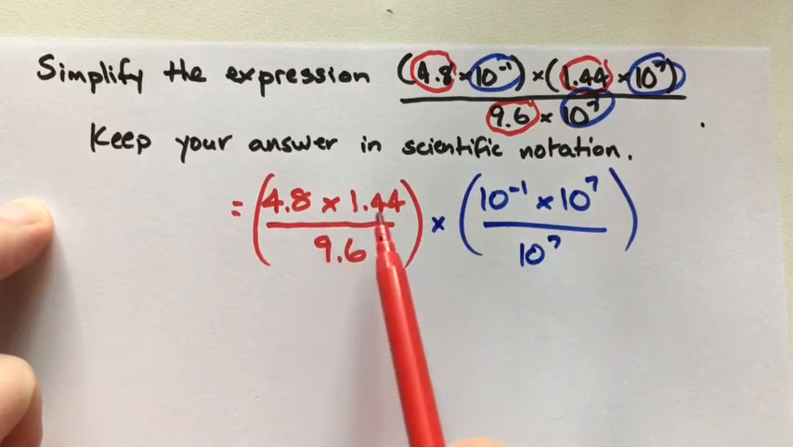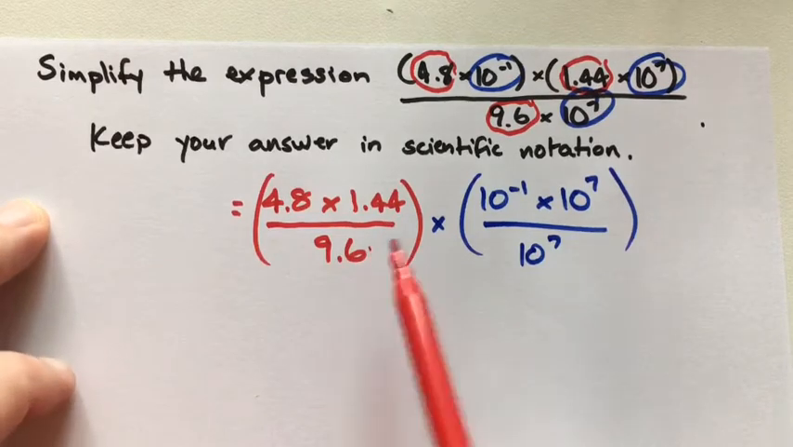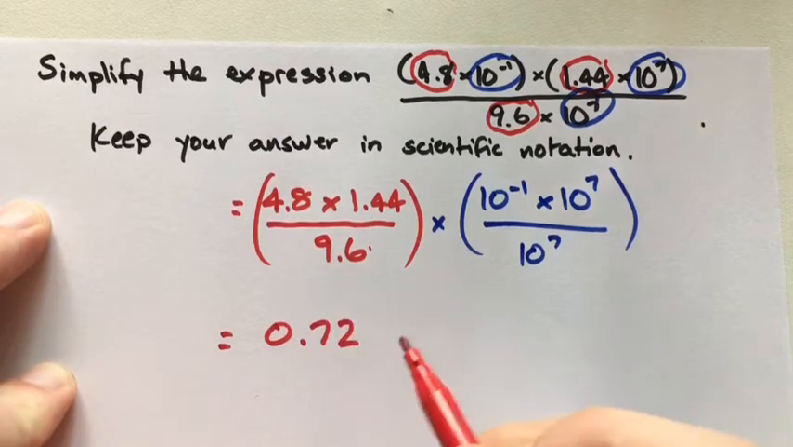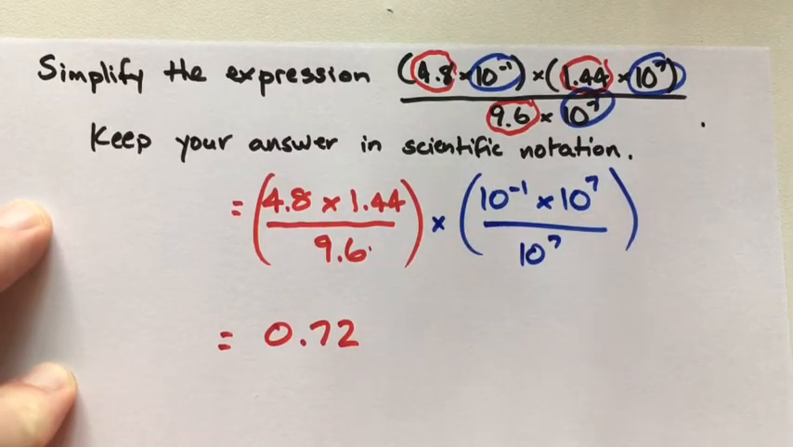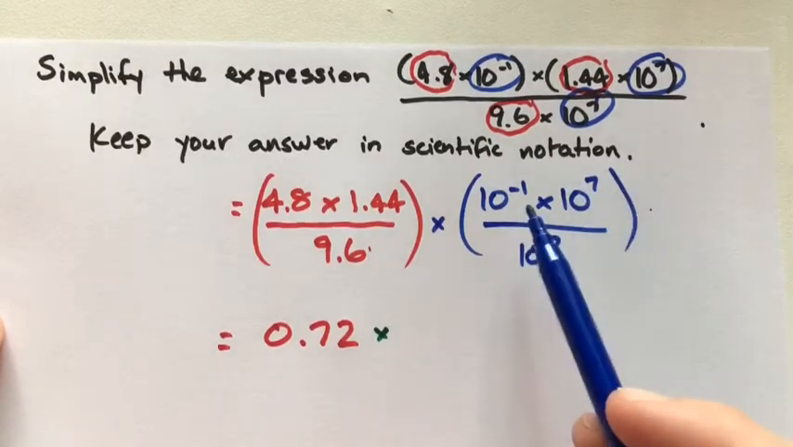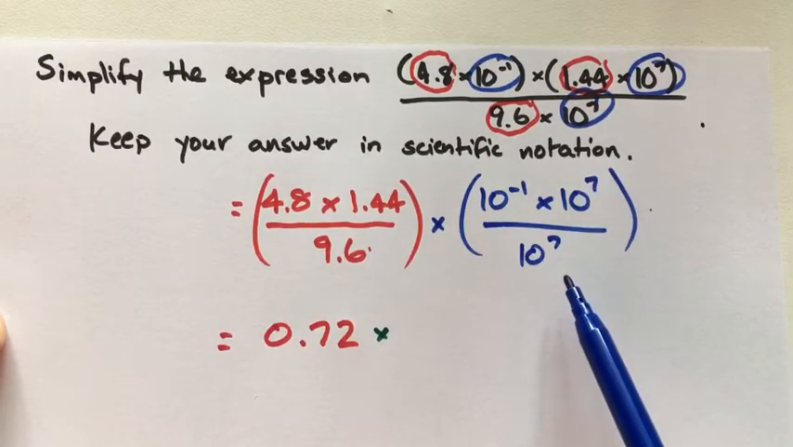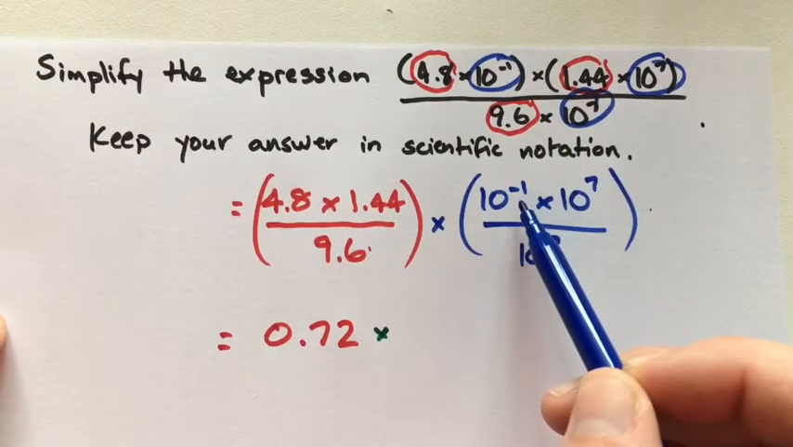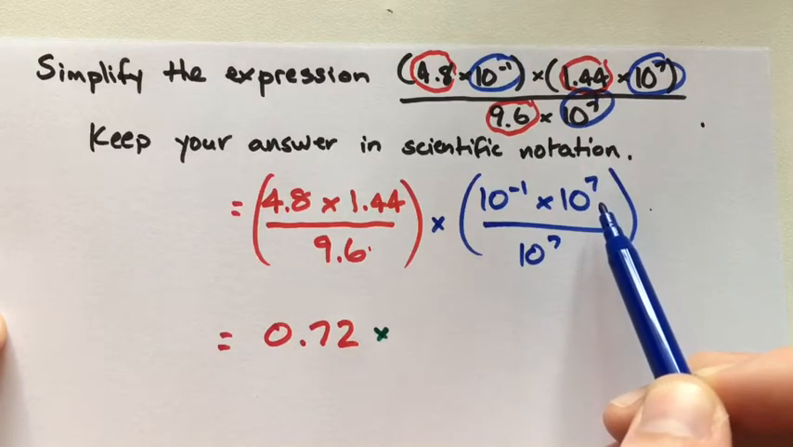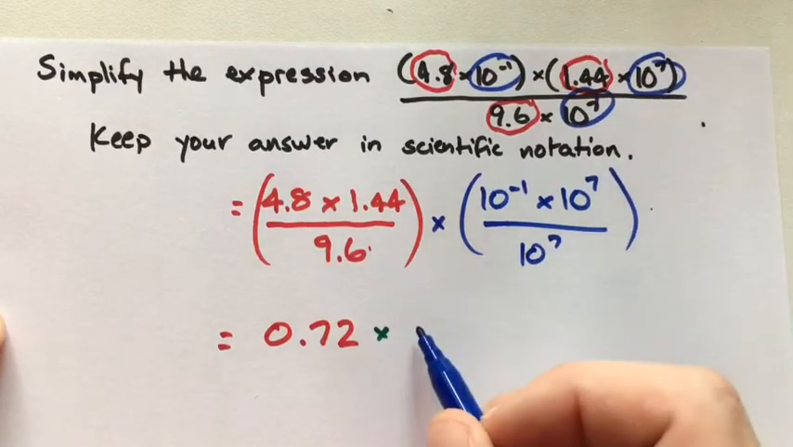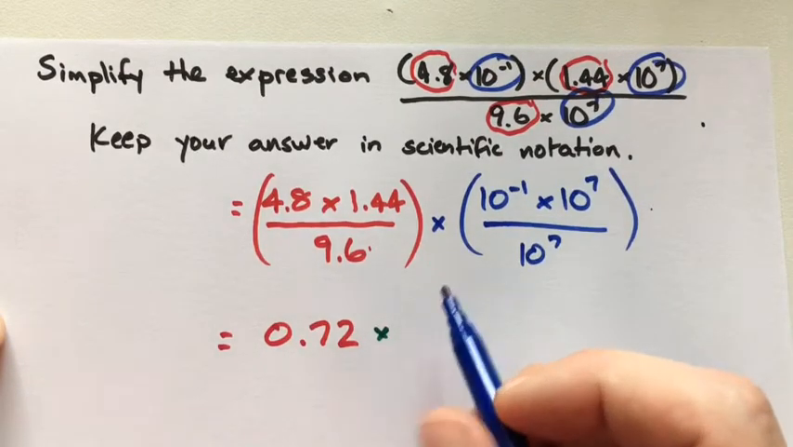So 4.8 times 1.44 divided by 9.6 is equal to 0.72. Now let's just keep this here. Based on our previous videos, we know that we're just going to add our exponents here because we have the same base, and then subtract the 7. So what this is going to equal is negative 1 plus 7, which is 6. So 6 minus 7 is negative 1. So that leaves us with 10 to the negative 1.